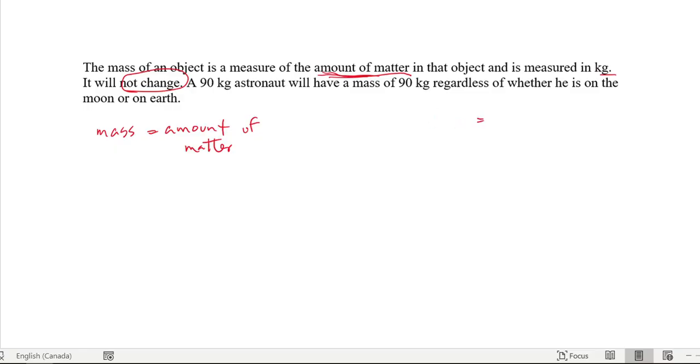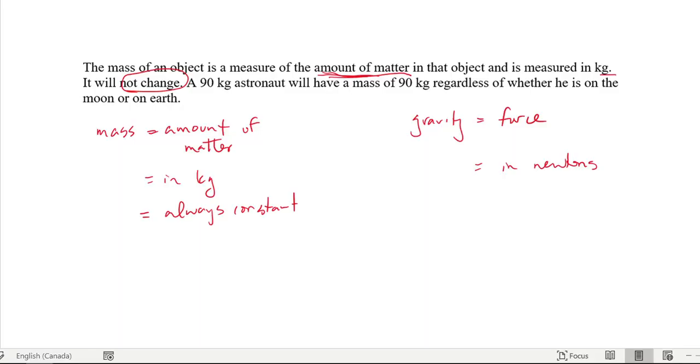Gravity is a force. That's the distinction between the two. This is in kilograms. This is in newtons. This is always constant, unless you lose mass, okay? And this can change. So the question is, why do we always mix them up?